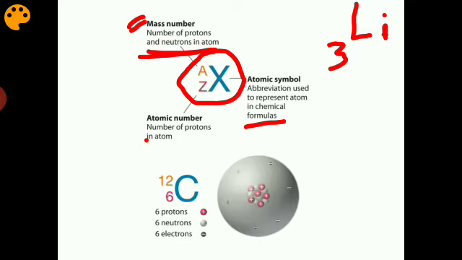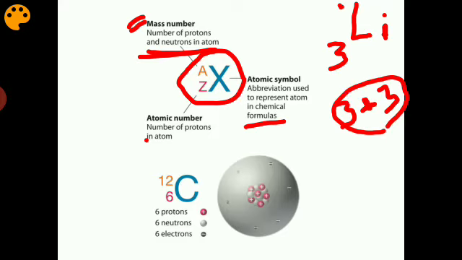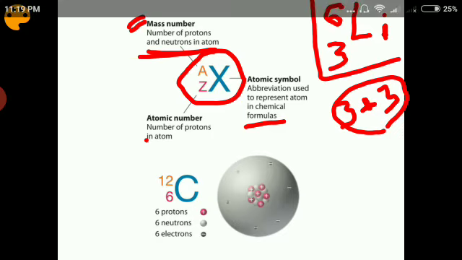So for lithium, suppose there are 3 neutrons. Then what should be the number that we want to write in the upper part? It should be 3 neutrons plus 3 protons, right? This sum should be written here. That is, 6 should be the number in the upper part. So this is the representation of a nucleus.